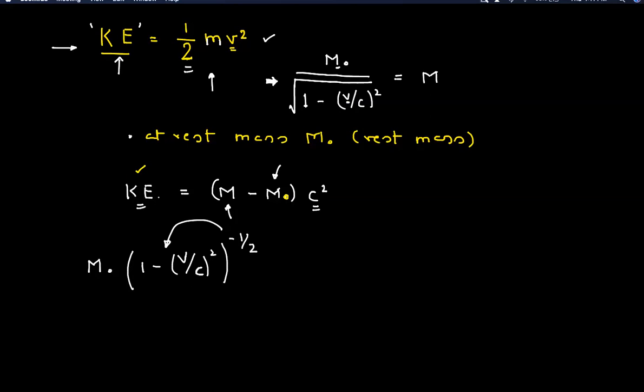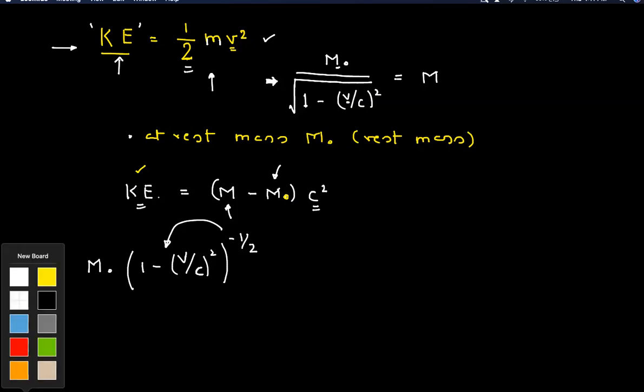But sometimes they will tell you the rest mass is this much, and that an electron is moving with 0.5 times the speed of light, then what is its kinetic energy? That type of question you need to identify and then use this concept. Don't try to mix up, otherwise it will be confusing to you right now. Okay, so let us continue.